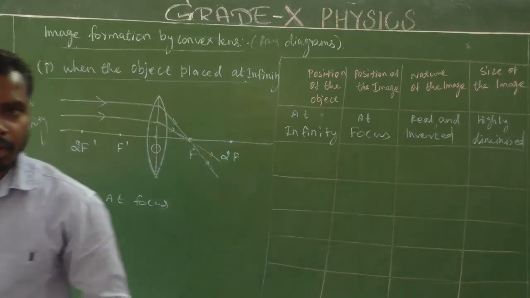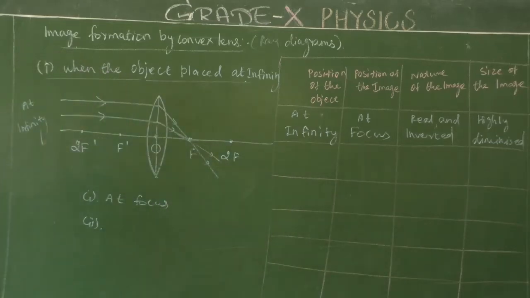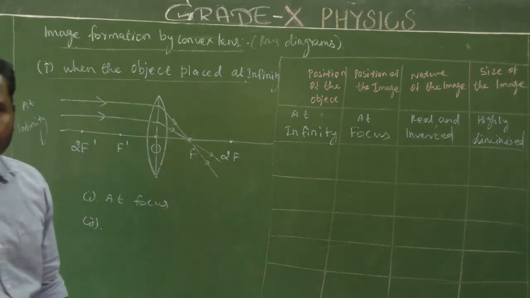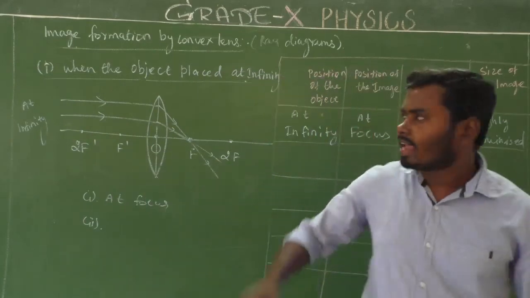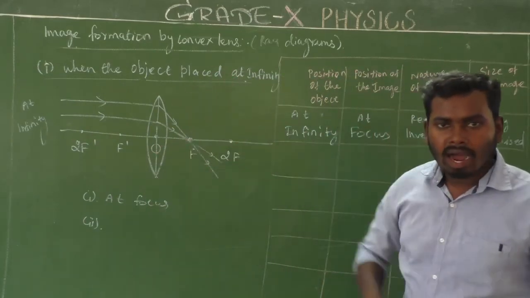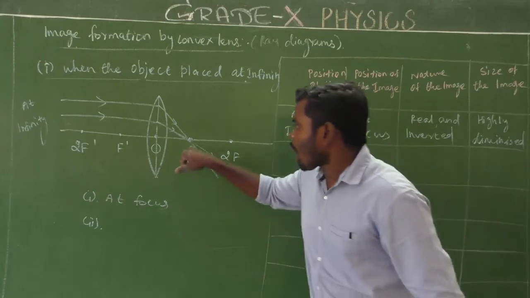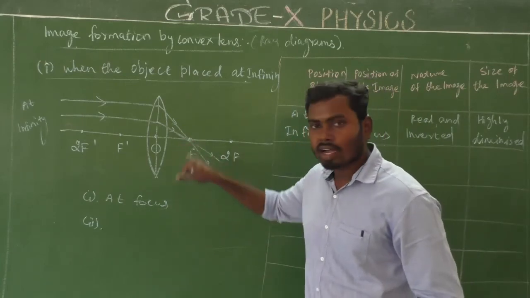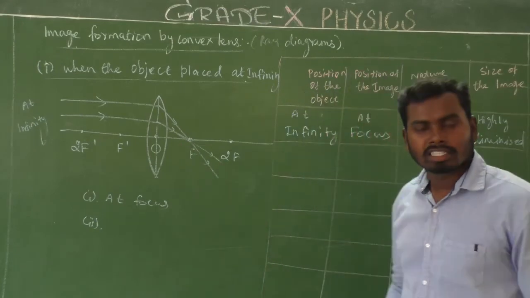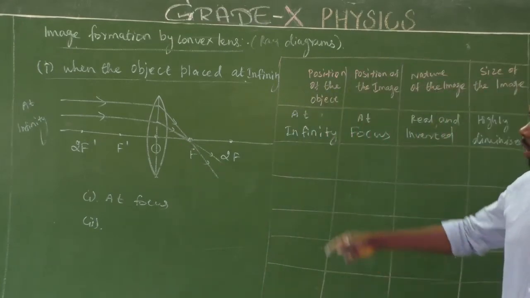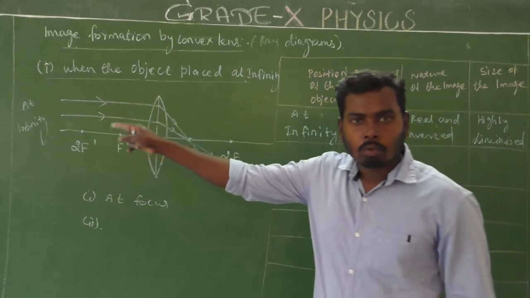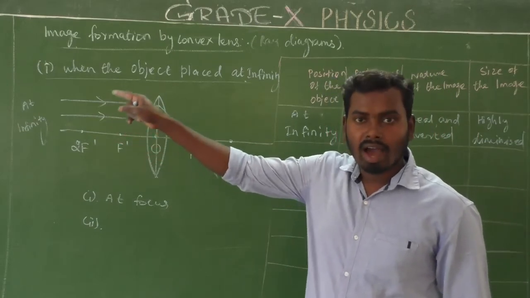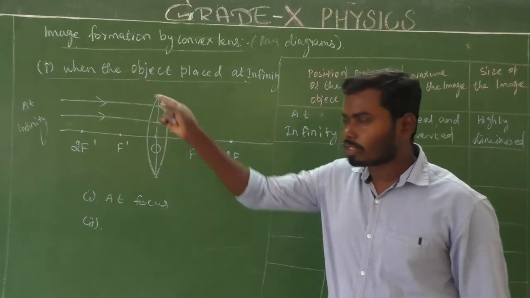It is very simple. You don't get panic. So here, look at here, the object is placed at infinity, but the image has been formed at the focus of a convex lens. Is it clear? It's very simple. So what is the position of the object? At infinity, because the object is placed at infinity.